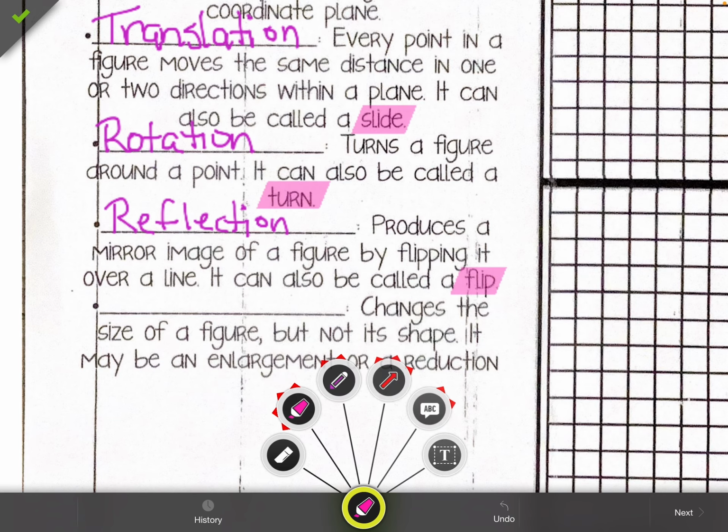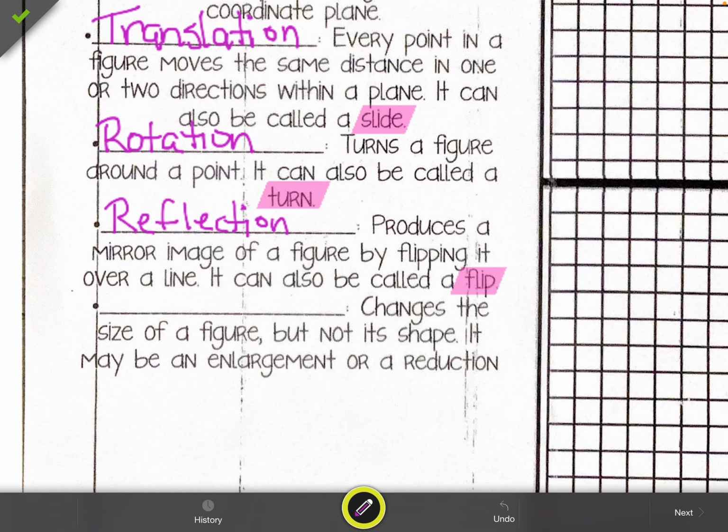And the last transformation we're going to look at, and it's one we're not going to spend a lot of time talking about, is a dilation. A dilation changes the size of the figure, but not its shape. Okay. It may be an enlargement, so it may get bigger, your shape, or a reduction, or smaller. There's not really a key word here. You might, if you want to, write bigger, smaller. Okay. Dilation is bigger or smaller.